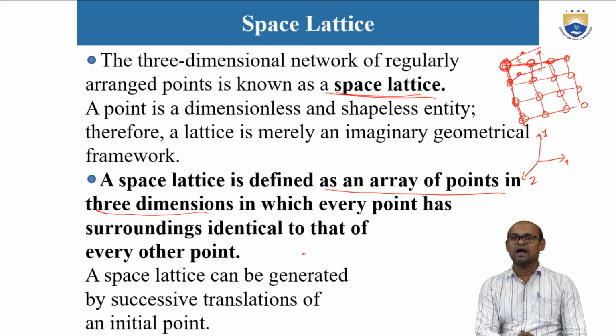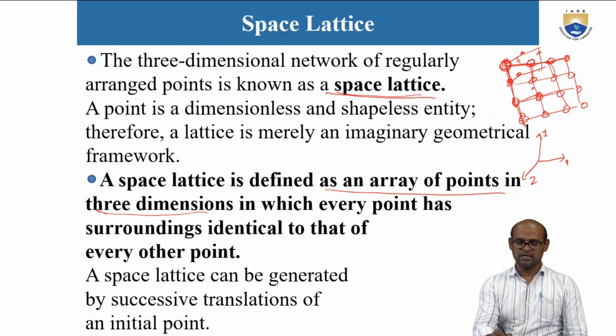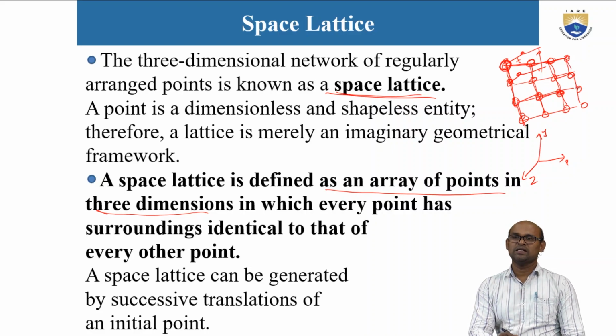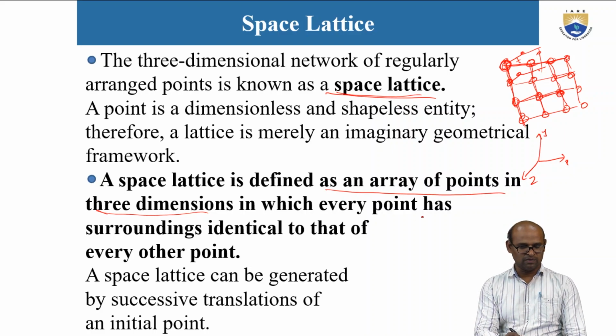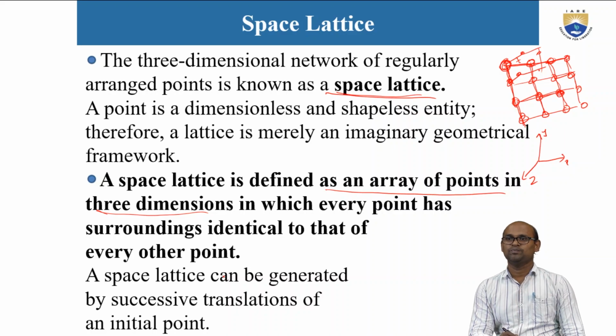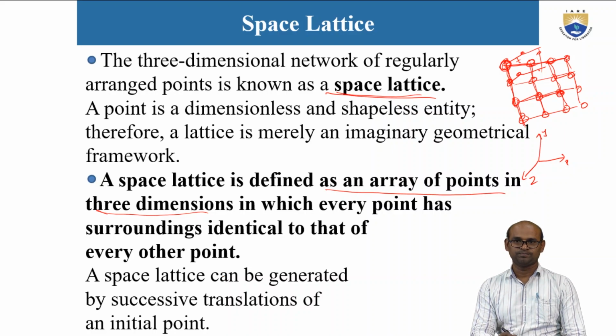In three dimensions, you get an array of points in which every point has an identical surrounding. Here this point has the same surrounding. If you go to this point, it also has the same surrounding. So a space lattice is defined as an array of points in three dimensions in which every lattice point has the same surrounding identical to that of every other point. Such a geometrical framework is called a space lattice.